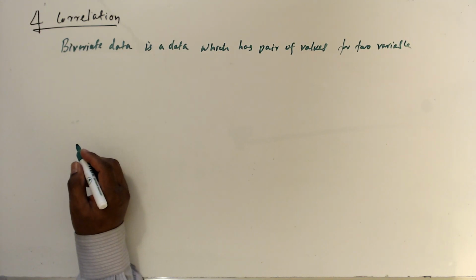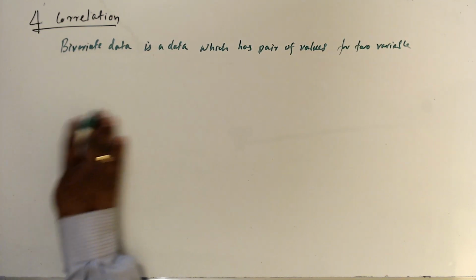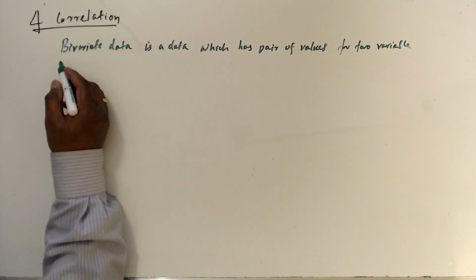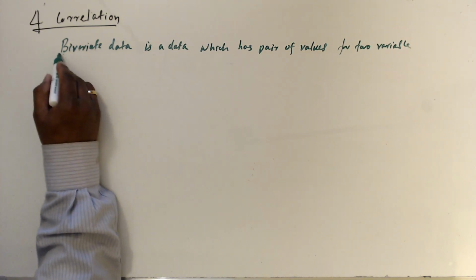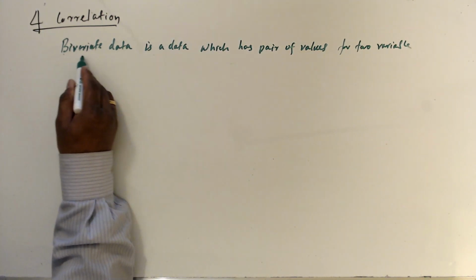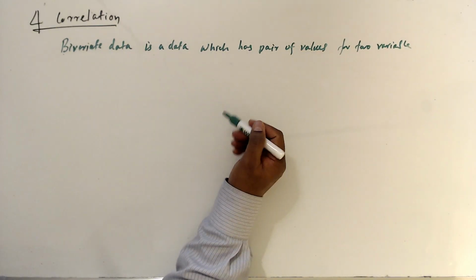Chapter number 4, correlation. Under this chapter, first of all, we need to learn what is bivariate data. Bivariate means two variables, so data from two variables.